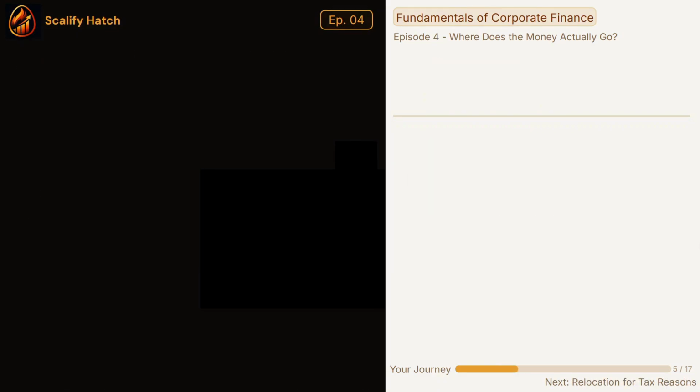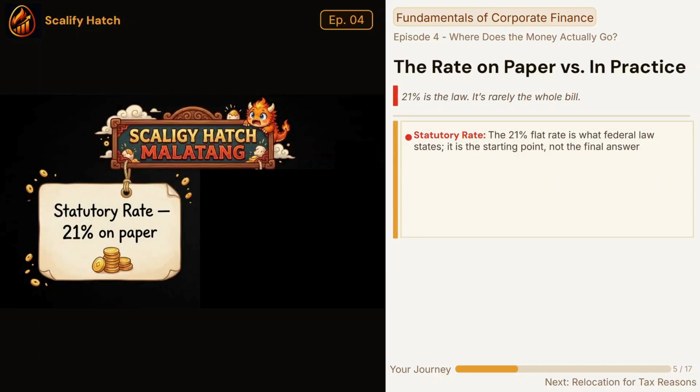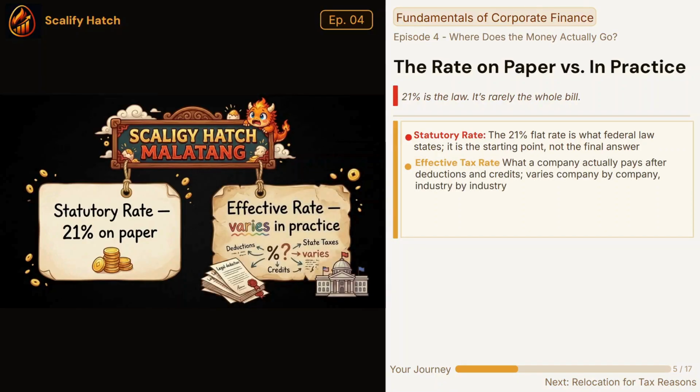So here's what I meant before. That 21% is a statutory rate, what the law states on paper. In practice, deductions and credits mean that the rate a company actually ends up paying often looks different from the statutory number. This is what we call an effective tax rate. It varies company to company and industry to industry.